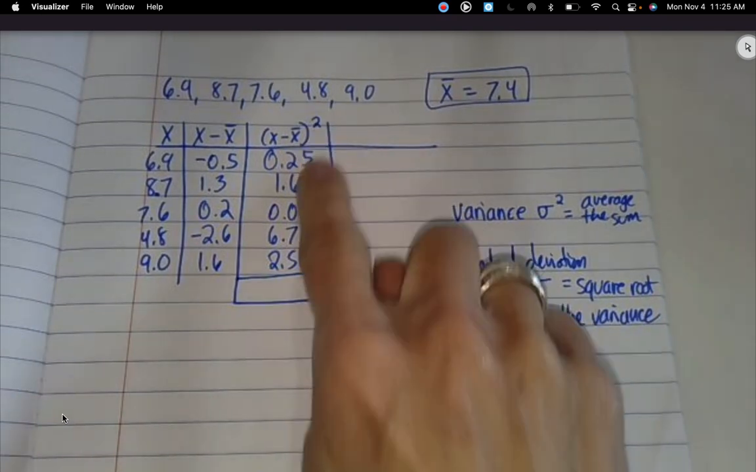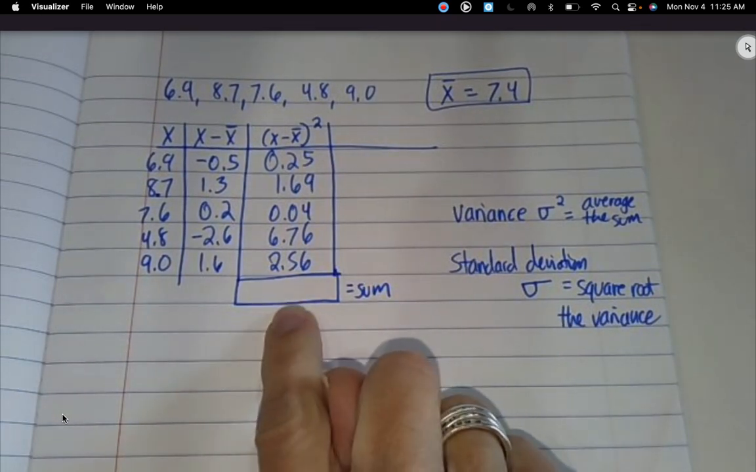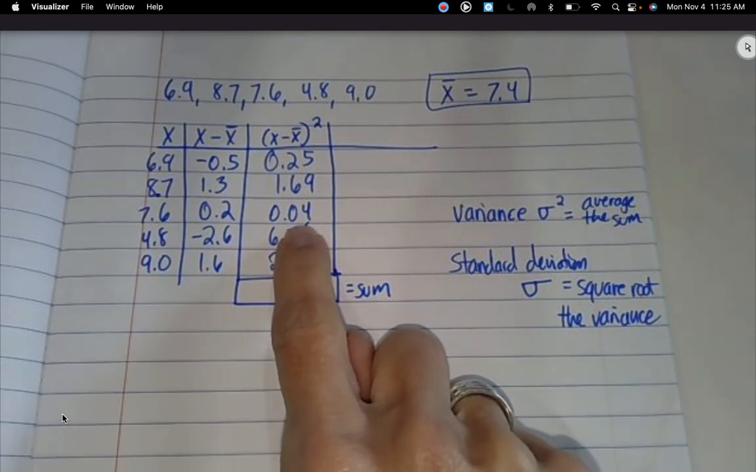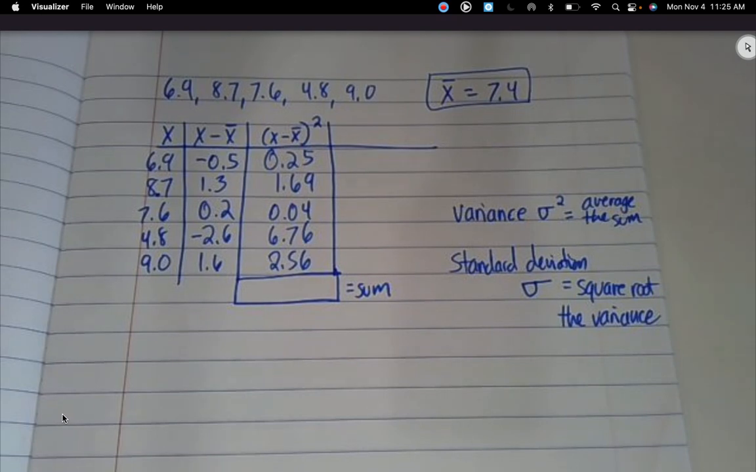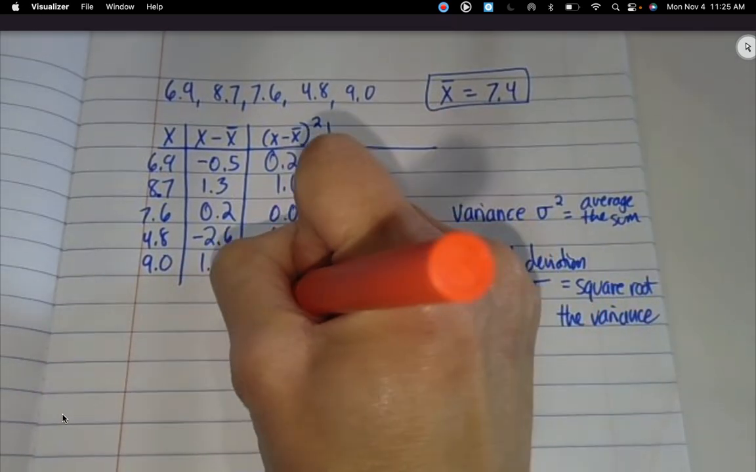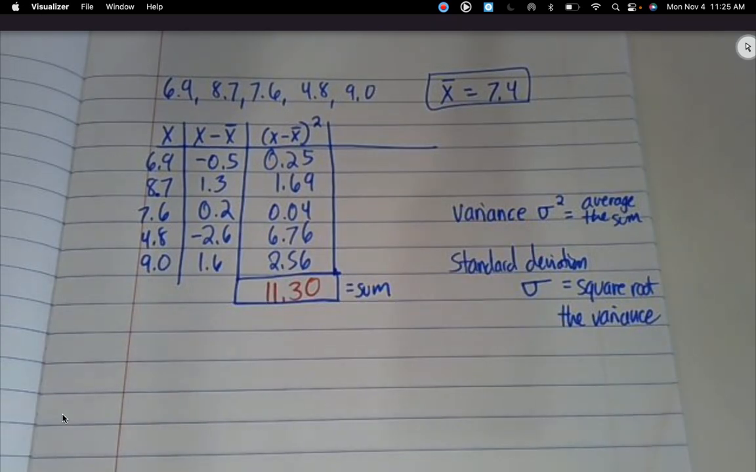Okay, so the next part is the sum of all these. So I add all these numbers up. 1, 2, 3, 4, 5 numbers. If I add them all up, I get 11.30. I'm going to write that in red. 11.30 or 11.3 is probably what I would write. Is everybody good with that?